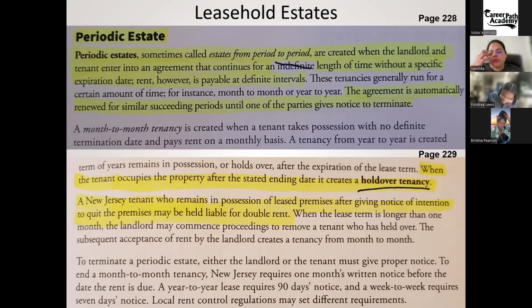I have a question in mind. So, when the tenant occupies the property after the stated ending date, it creates a holdover tenancy. But here, in this periodic state, it renews itself. Then, how is it? Okay, okay, got it. Again, figure it out yourself, I guess, huh? Okay.